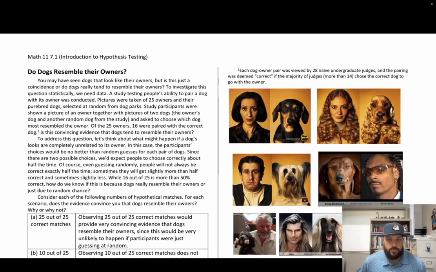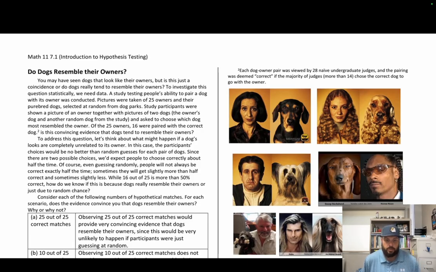All right, chapter 7 here, our introduction to a hypothesis. So we have a question or something we're hypothesizing about, and we want to be able to test that to see how valid it is. So a quick example, you may have seen dogs that look like their owners, but is this just a coincidence, or do dogs really tend to resemble their owners? So there's a statistical question we can study that we can collect data on.